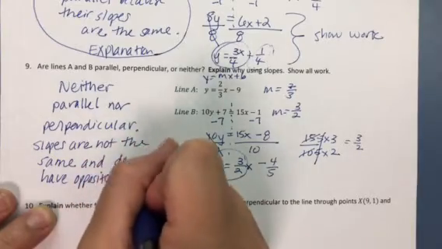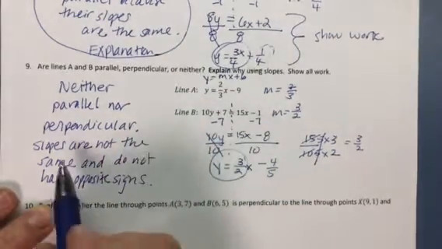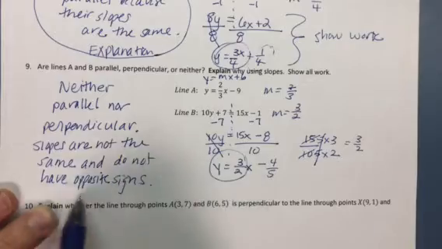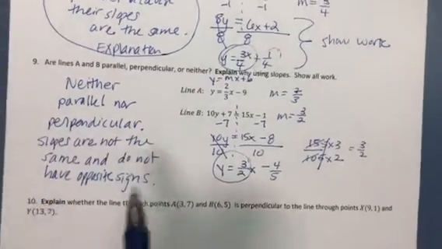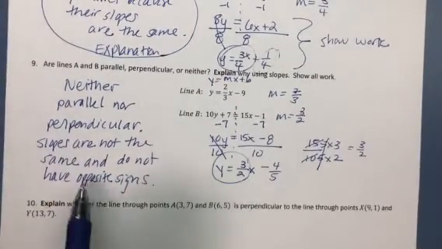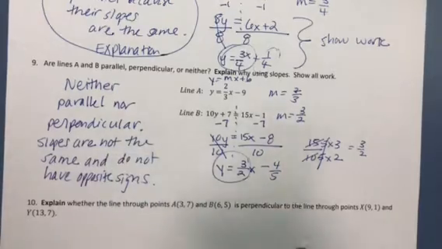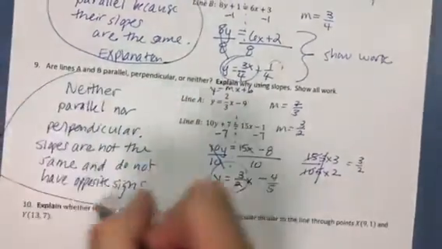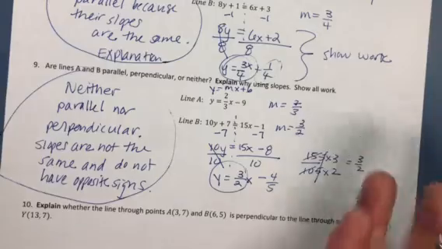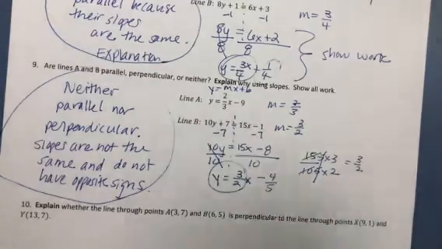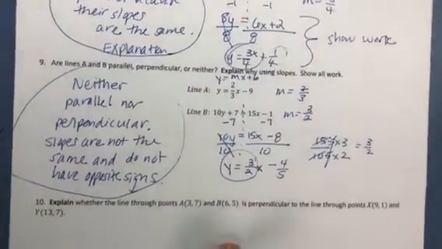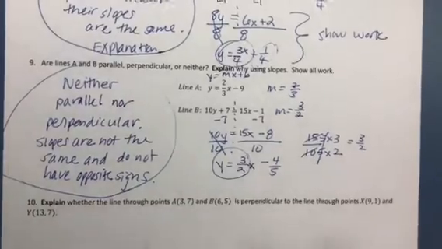signs. All right, so when we say that the slopes are not the same, we're addressing why they're not parallel. When we say they don't have opposite signs, we're addressing why they're not perpendicular. So this is an explanation. And it's like 2 sentences. Really, we could make that 1 sentence. You can write 1 sentence. I know you can.